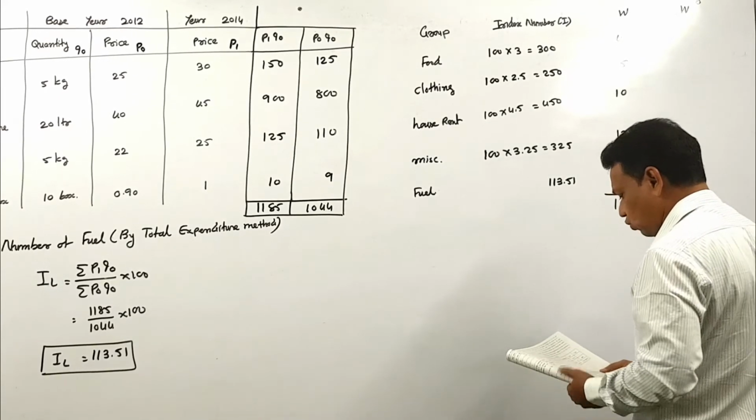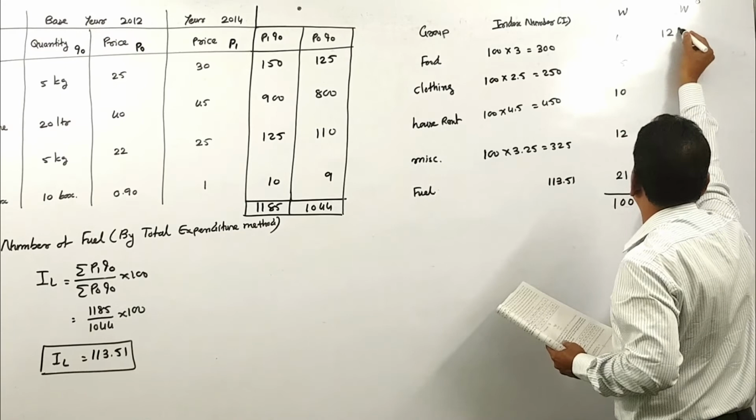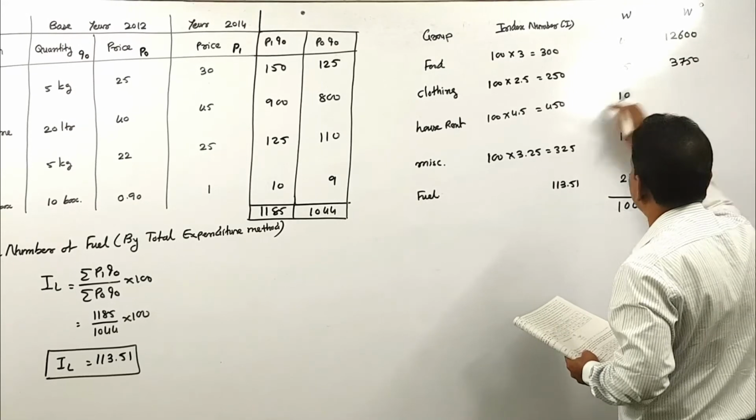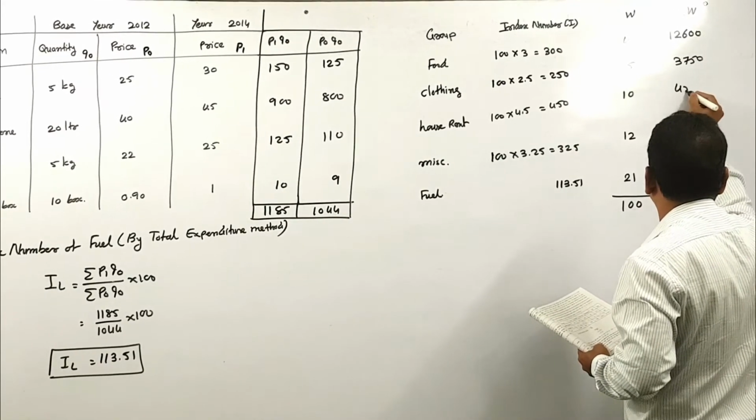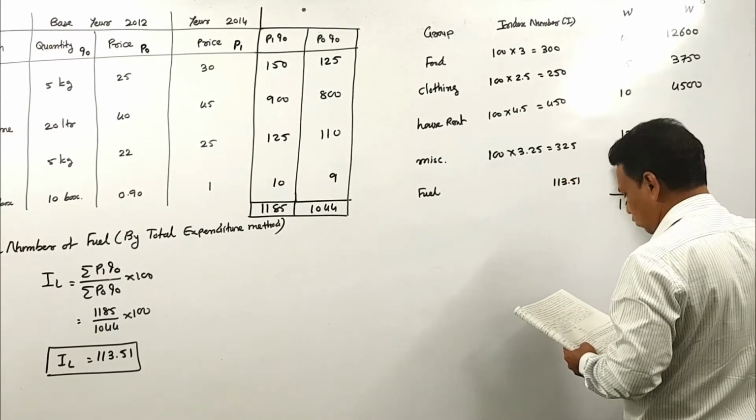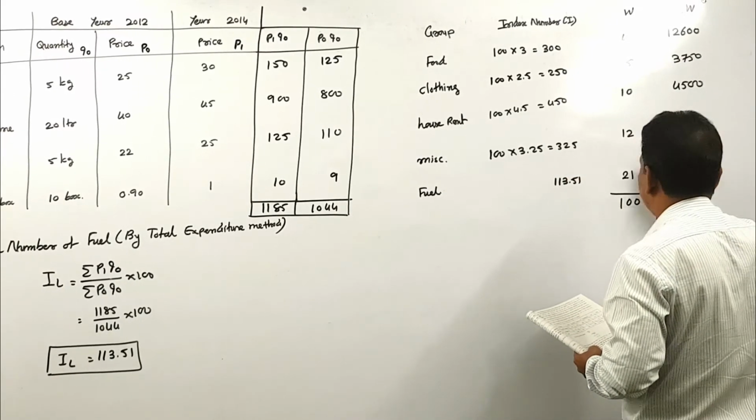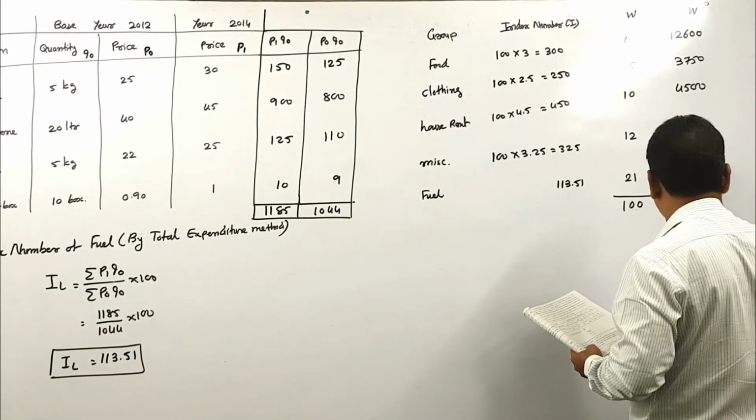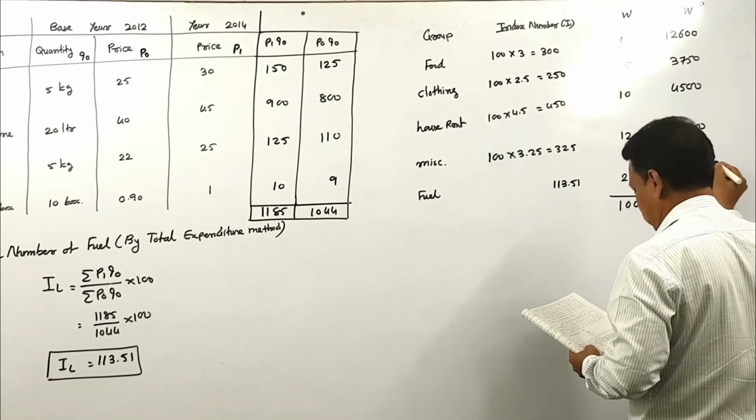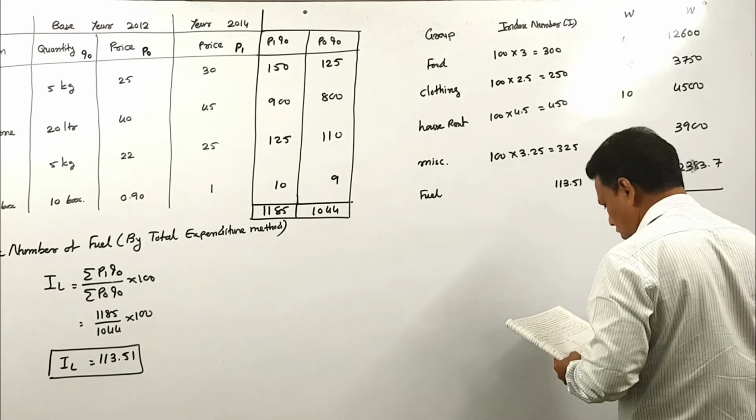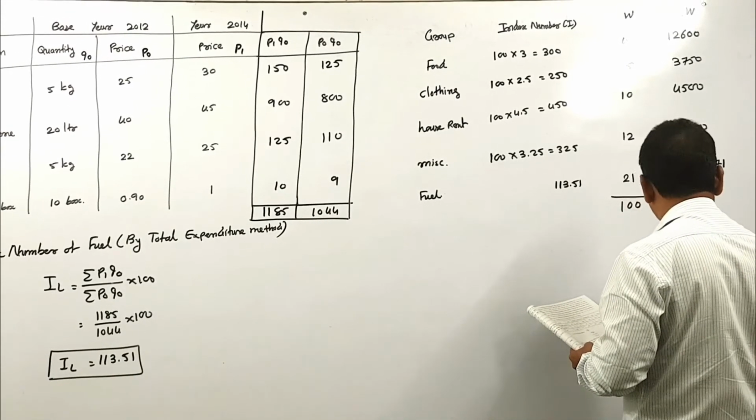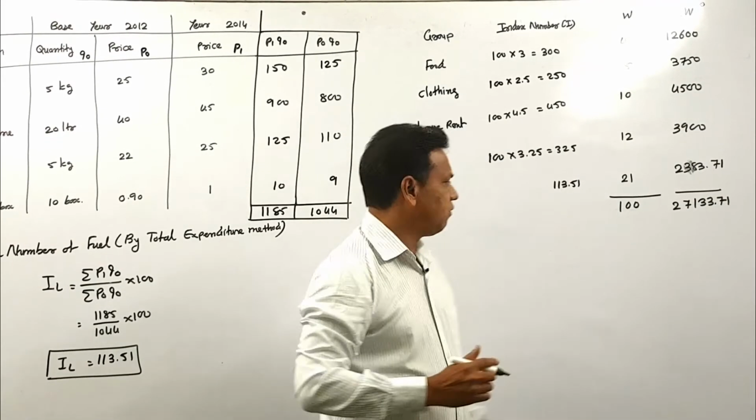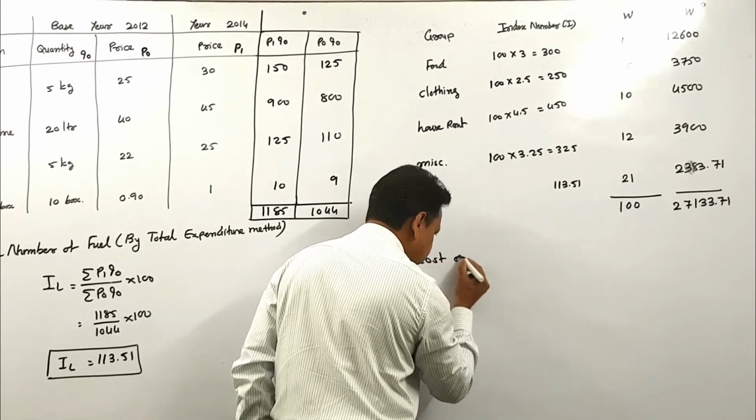So 300 into 42 is 12,600. 15 into 250 is 3,750. 450 into 10 is 4,500. 325 into 12 is 3,900. And 113.51 into 21 is 2383.71. So get the total of this column. The total of this column is 27133.71. Below this we have to find the cost of living index number.